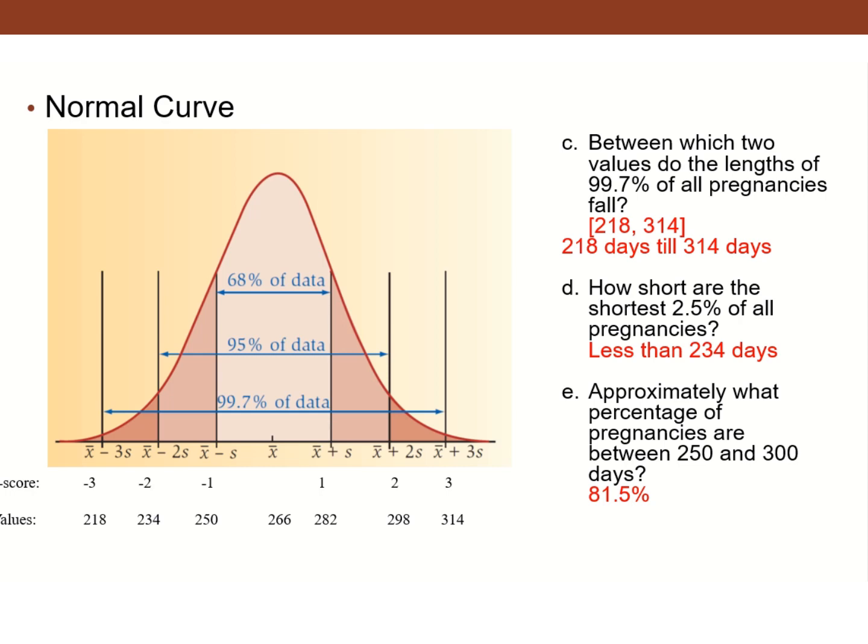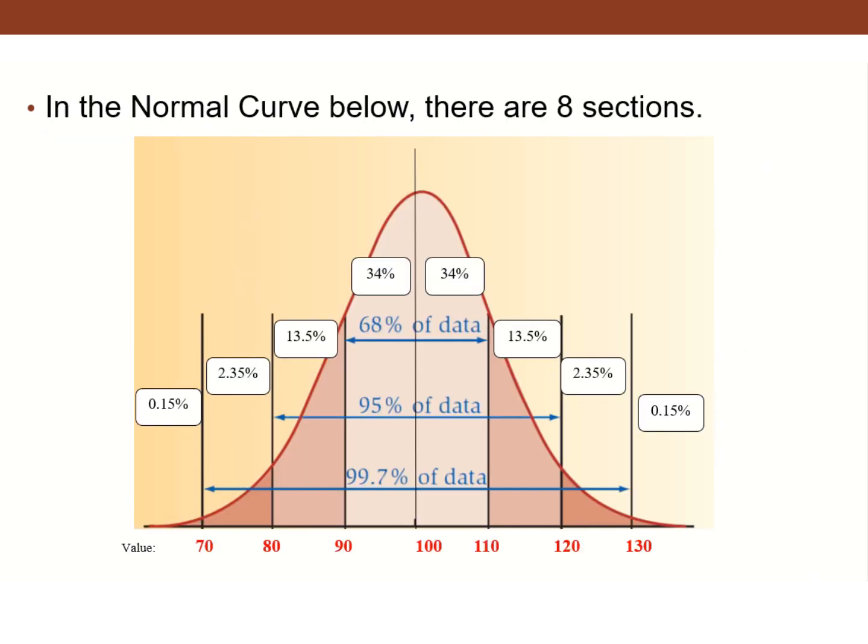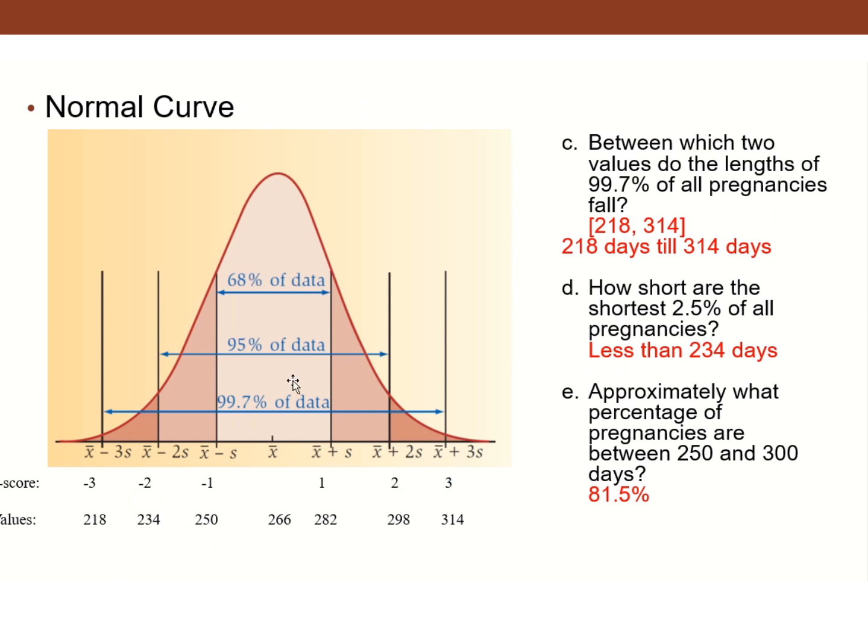All right, you'll get the hang of it slowly. If you cannot remember this, I would suggest just write it down. When you're drawing it, you write it down: 34, 13.5, 2.35, 0.15, 13.5, 2.35, 0.15. So when they ask you questions, you can actually add it up directly.